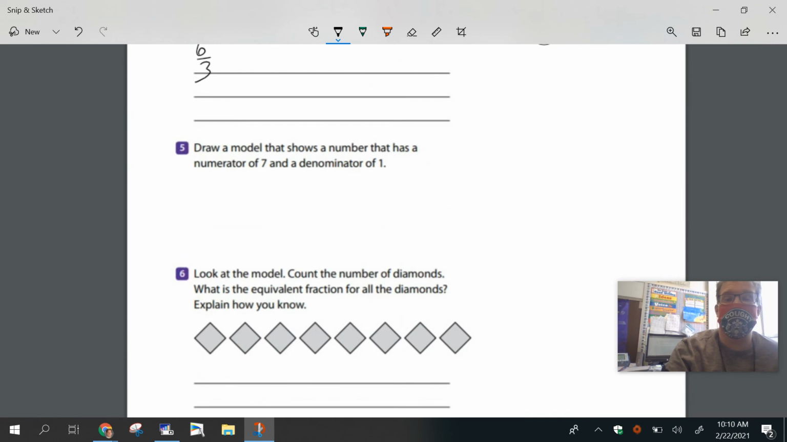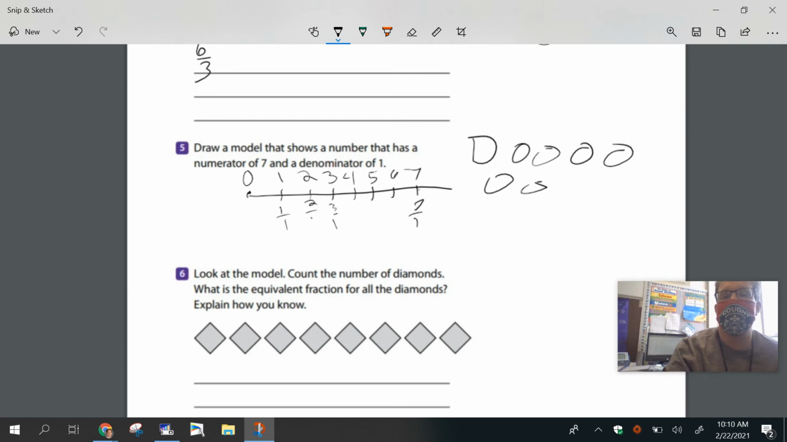Model showing a number that's numerator 7, denominator of 1. You could do a number line. Have 0, 1, 2, 3, 4, 5, 6, 7. 1/1, 2/1, 3/1, until you get to 7/1. You could have 7 circles that are all shaded. You could have 7 squares that are all shaded, as long as they're not divided up into pieces.